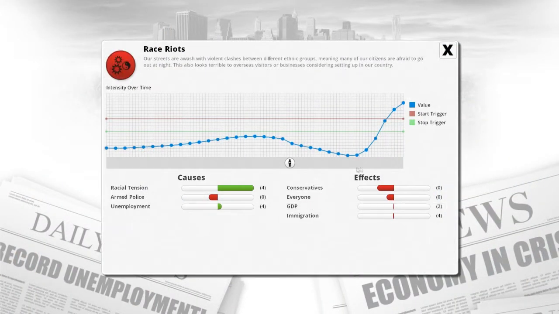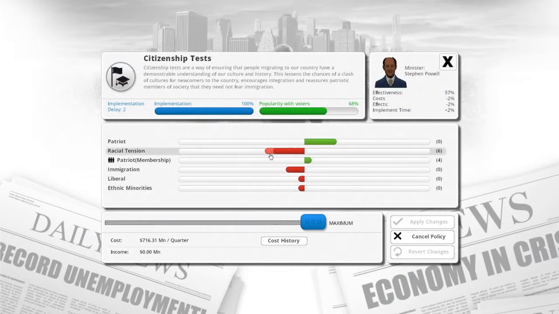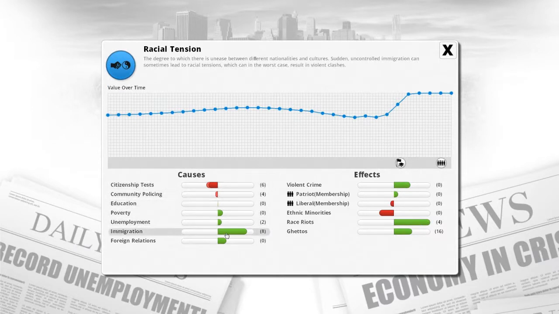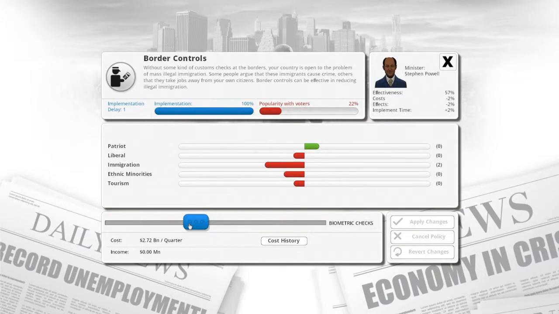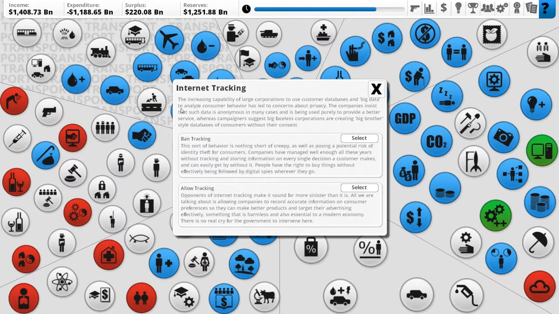Yeah, race riots. Why? Racial tension? Why did that go up? Citizenship tests? What? I thought... Yeah, it has a negative effect on racial tension. Immigration. Race riots made immigration go up? Why? Border controls. Alright, let's increase it. We're now having retina scans. We're gonna completely stop immigration.